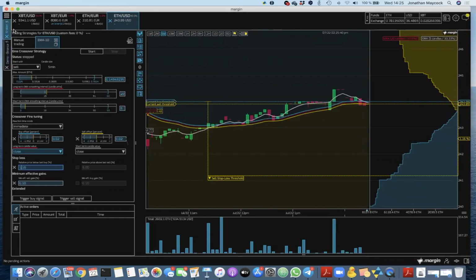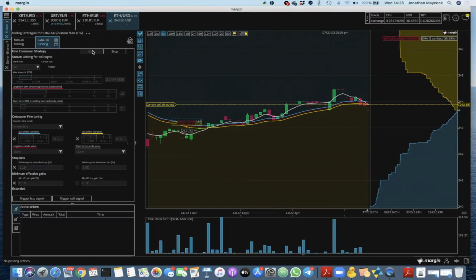Okay, so going back to our example, we're about to start. We've set a stop loss here. You can also set it on the opposite side. If you want to get out, it's a little bit like a take profit there, to be thought of as a take profit on the sell side. But here we're doing a stop loss on the buy side. We have this minimum effective gain, which we can also set to some other value. And let us start the bot.